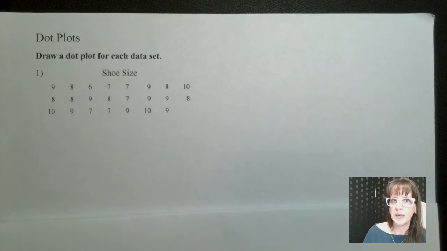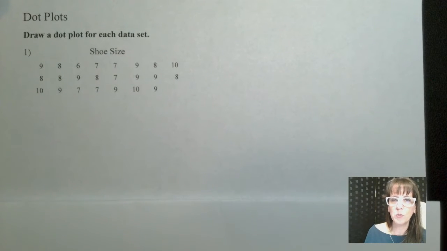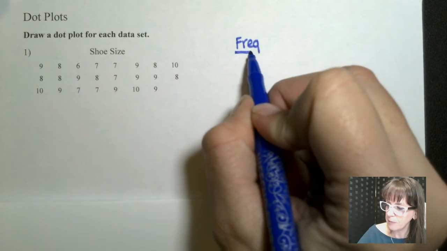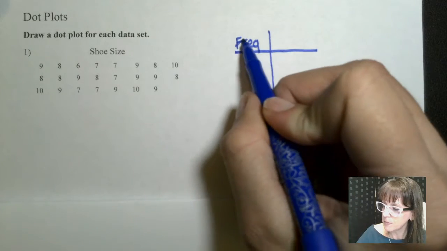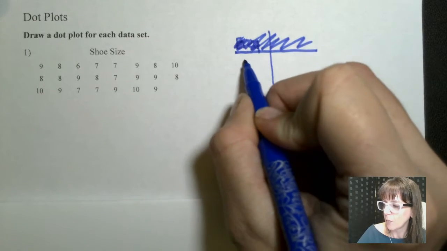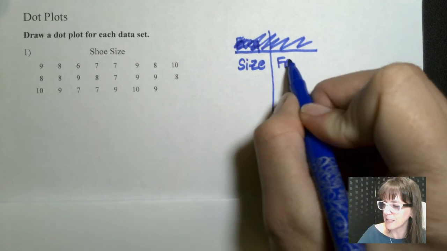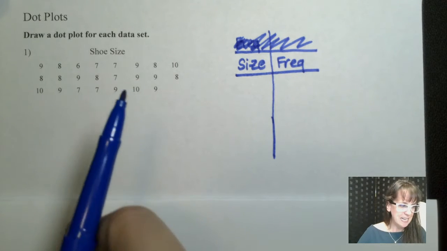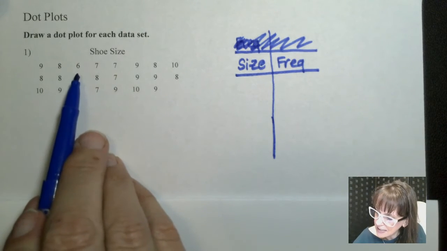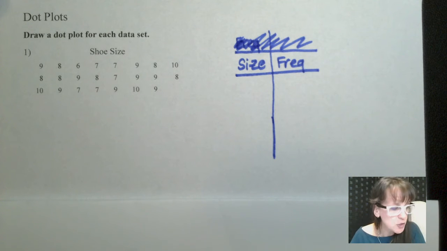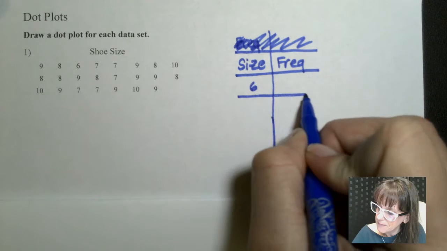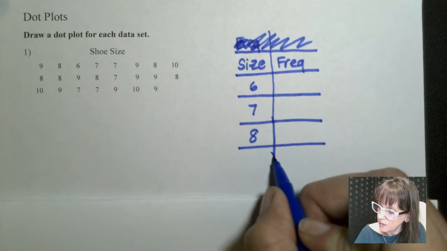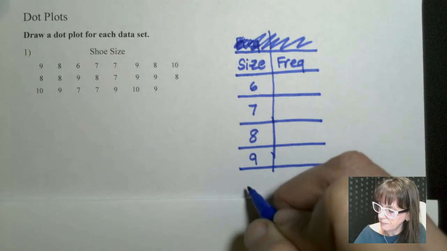The first thing that I want to do is organize my data so that I know how to plot this out. So what I'm going to do is do a frequency table. Ignore this top part. We're going to do size, and then we're going to do frequency. I mixed those up by mistake, sorry. Okay, so organizing this data, it looks like I see a 6. I don't see anything smaller than a 6 or larger than a 10. So I'm going to say 6, 7, and I don't see any half sizes or anything like that. So 8, 9, and 10.